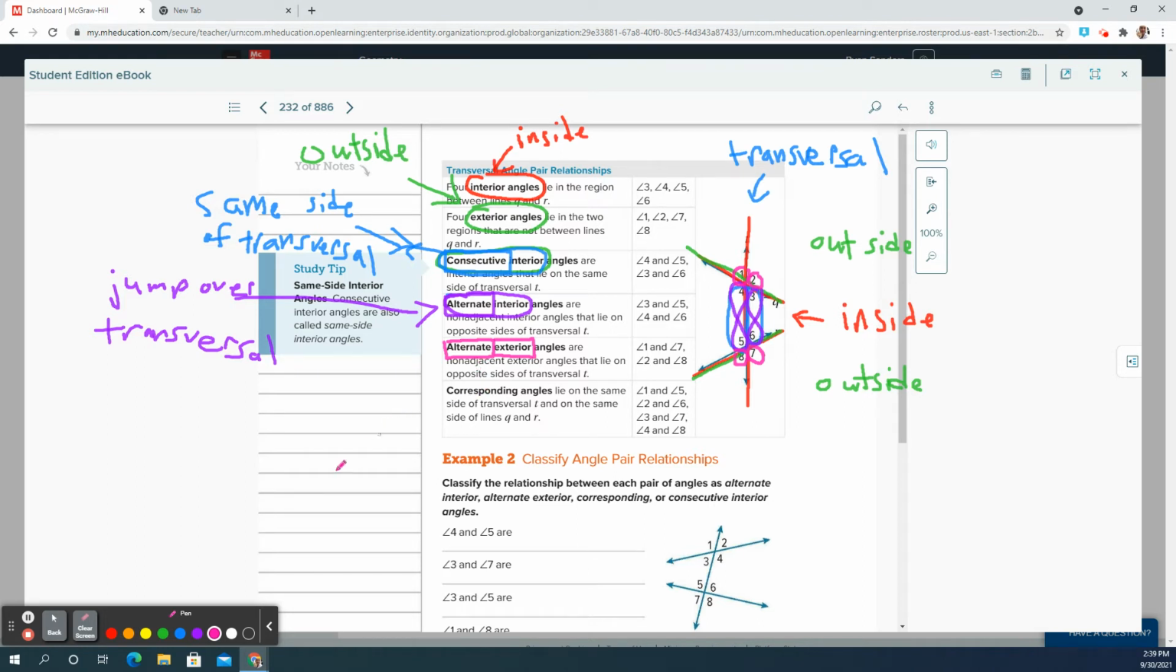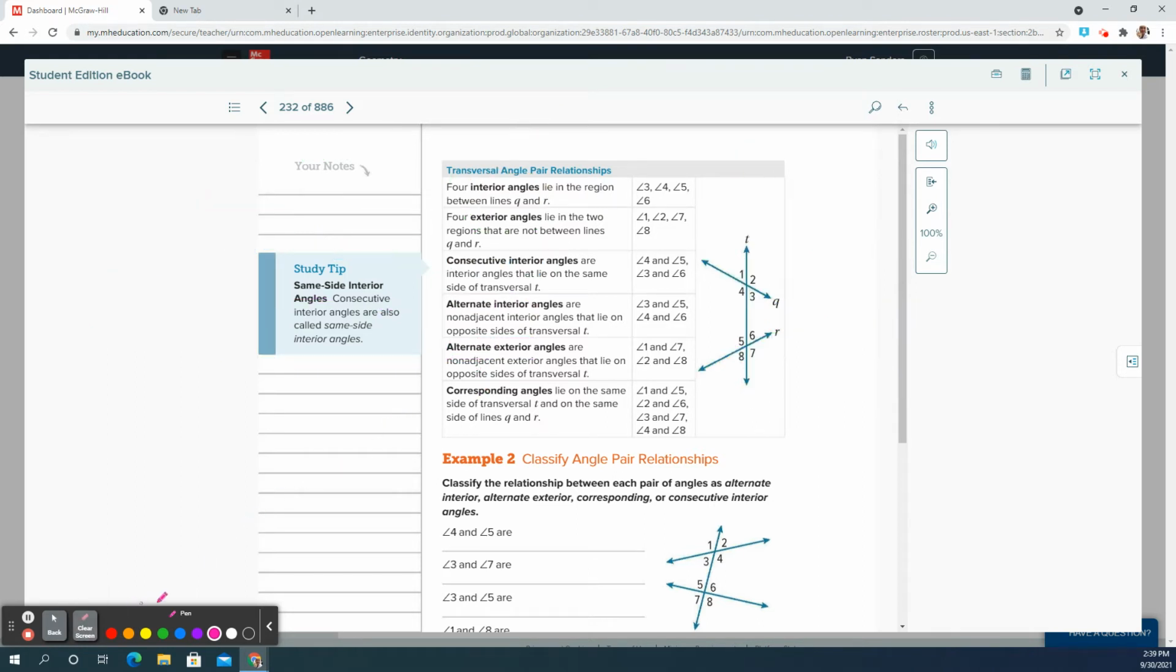And the last one is corresponding. So for corresponding, it matches placement.